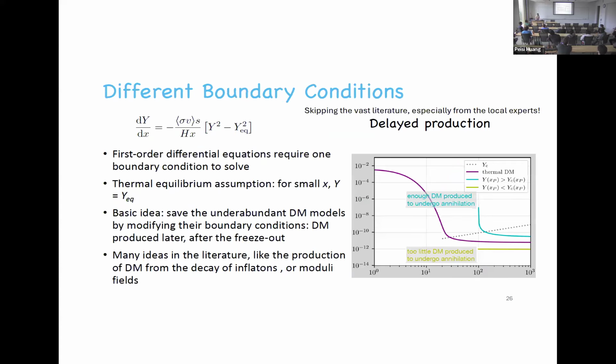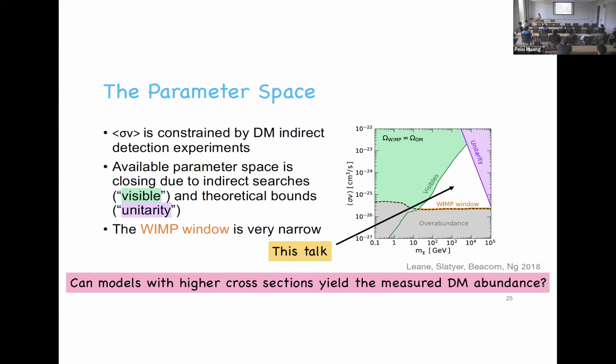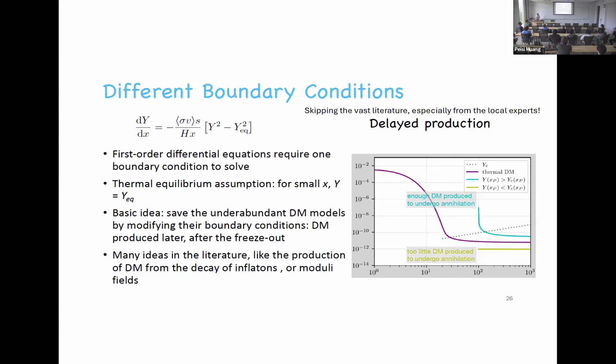Sorry, what is the green? Green region? In indirect detection? So the indirect detection excluded. Excluded, yeah. Assuming they are full dark matter. So you don't ask what's the, well. That's not, precisely.